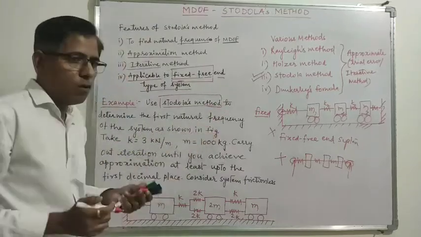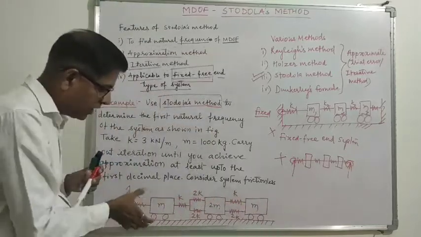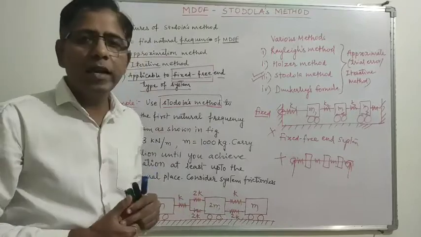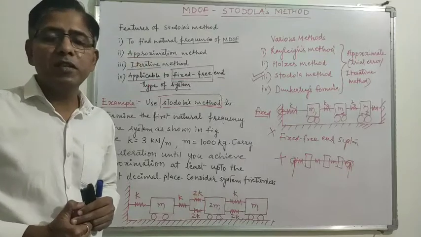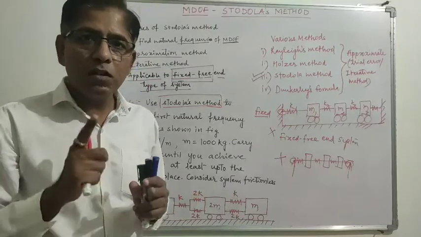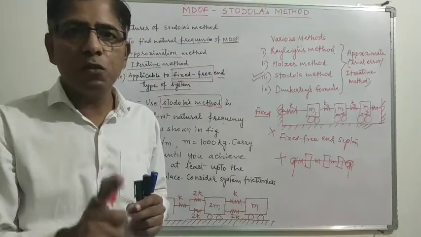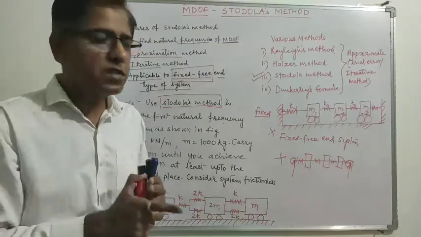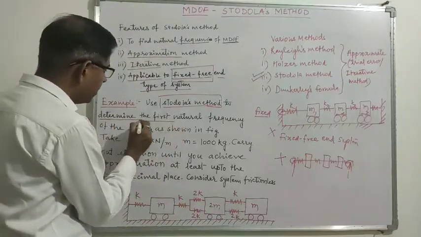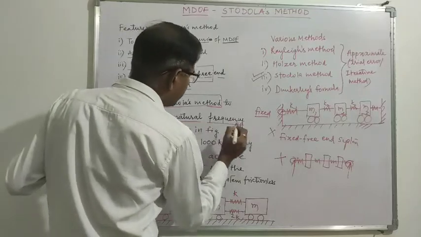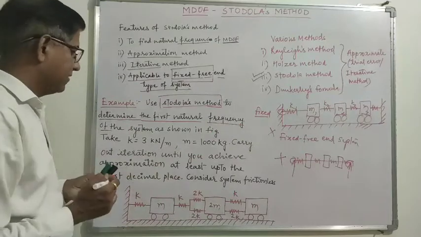natural frequency. Now looking at the figure given in this problem, we can clearly understand that there are three masses. That means there will be three natural frequencies. But out of the three natural frequencies, you need to find the first natural frequency only. Here it is clearly mentioned: determine the first natural frequency of the system as shown in the figure. So this figure is given.